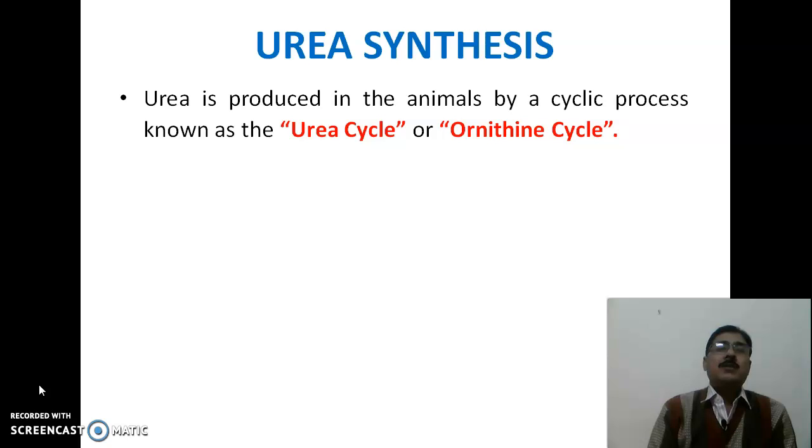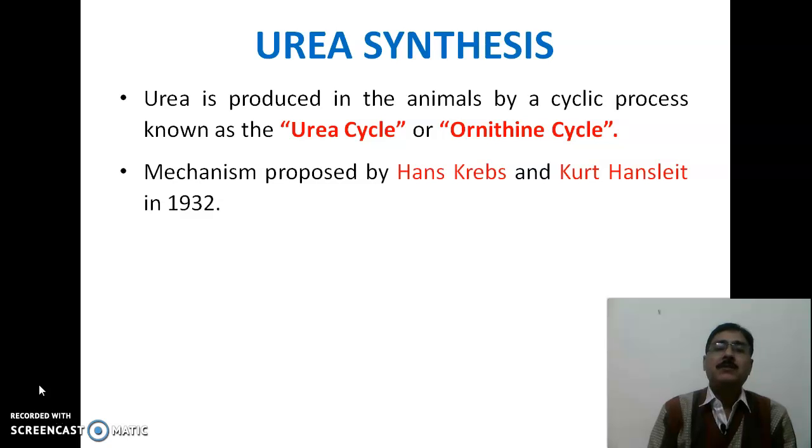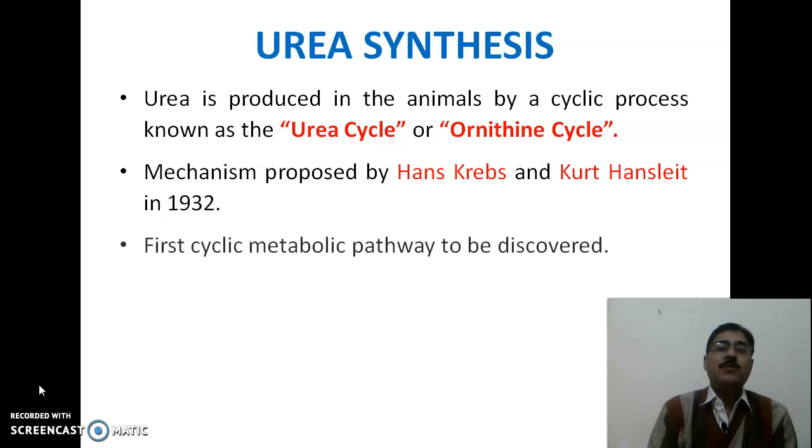This urea is produced in the animal by a cyclic process known as the urea cycle or the ornithine cycle. The urea ornithine cycle basically takes place inside the liver. This mechanism was proposed by Hans Krebs and Hansleit in 1932, and it was the first cyclic metabolic pathway to be discovered.